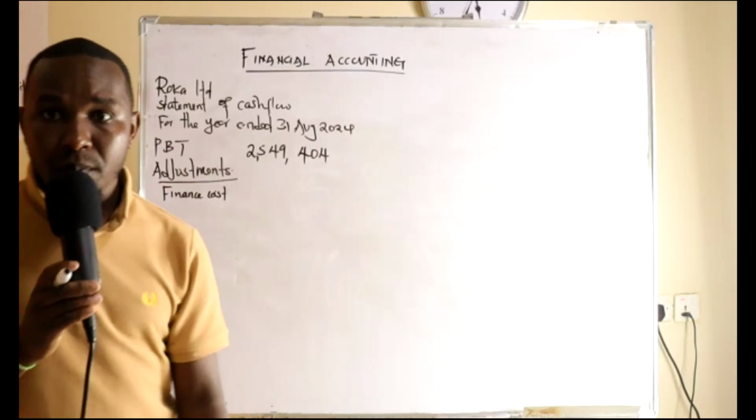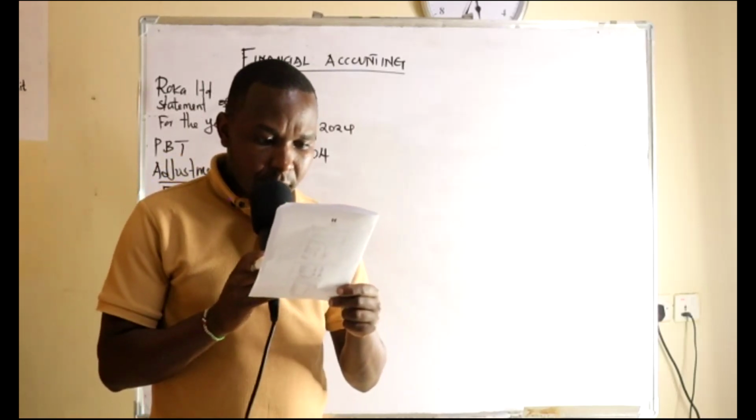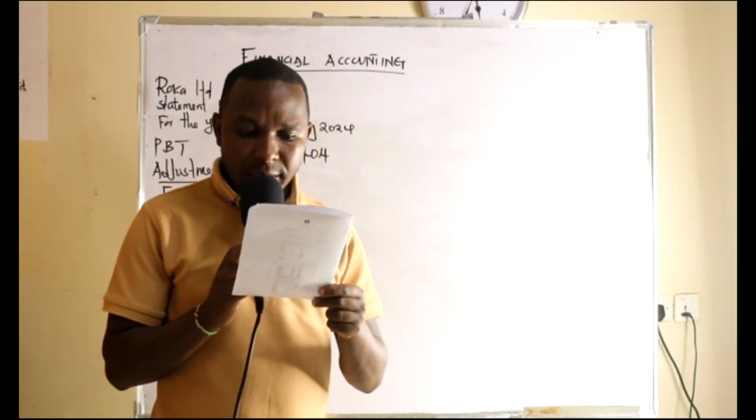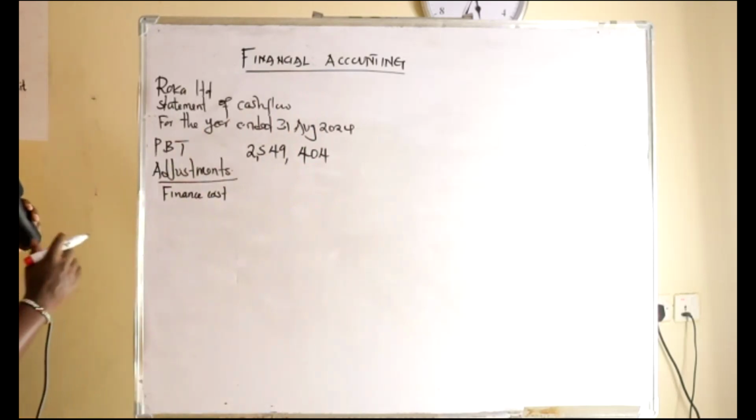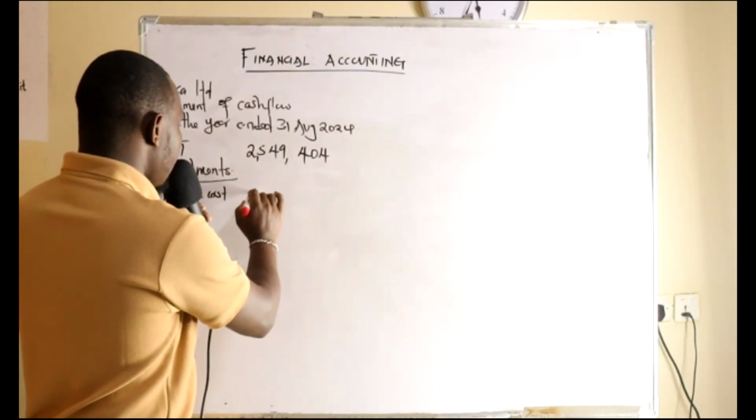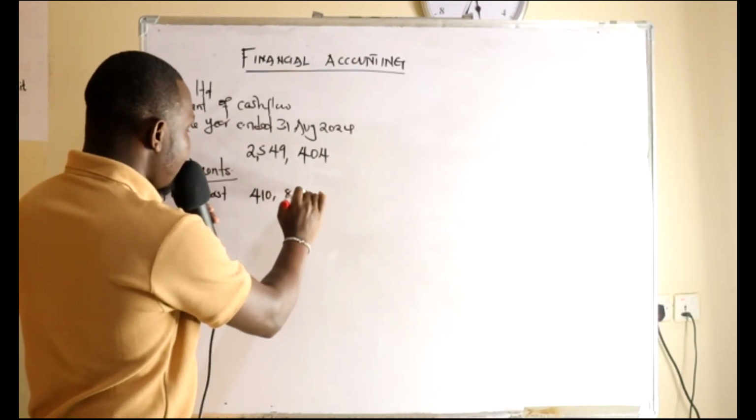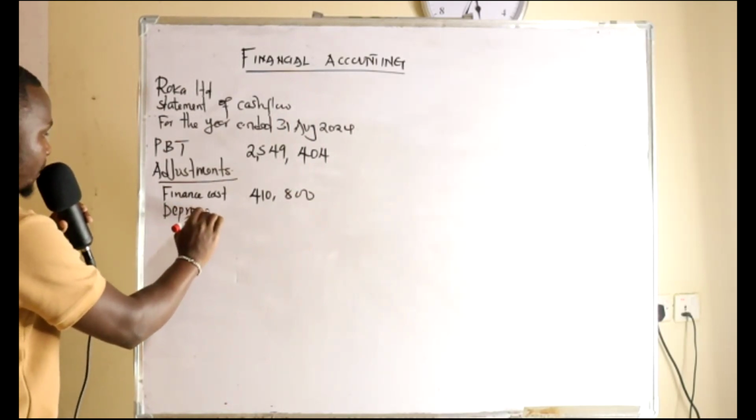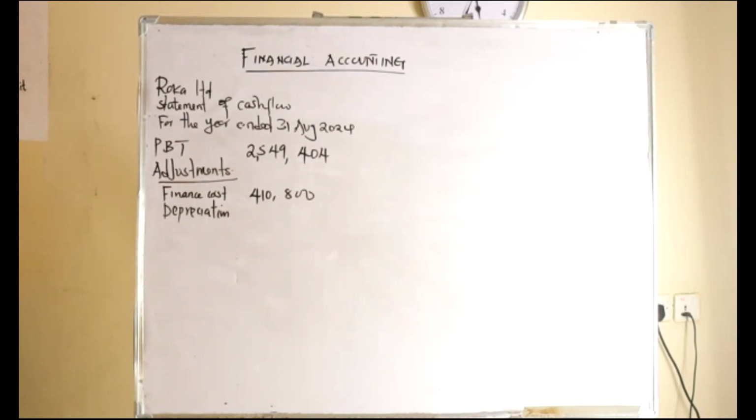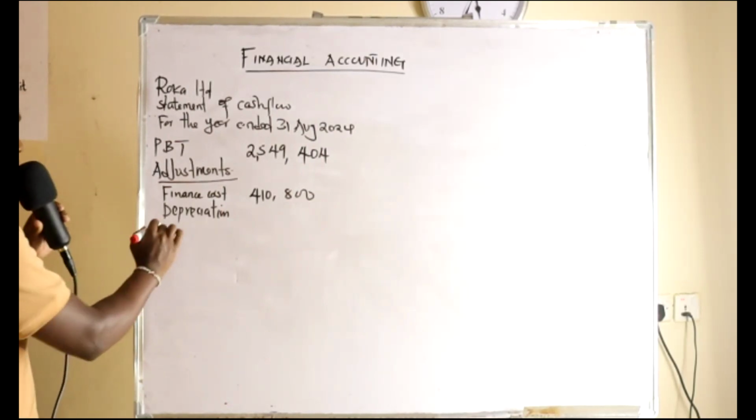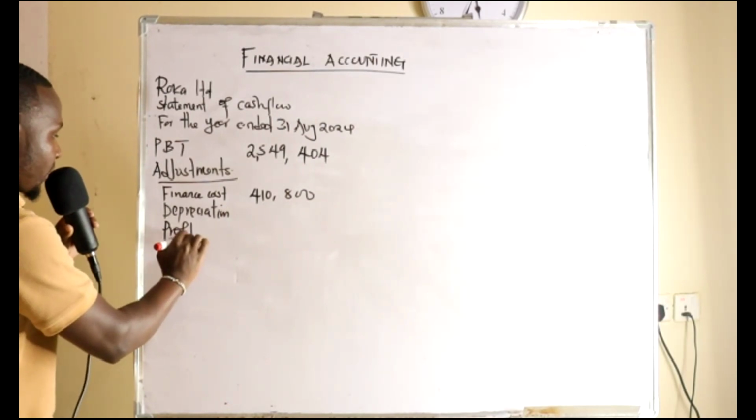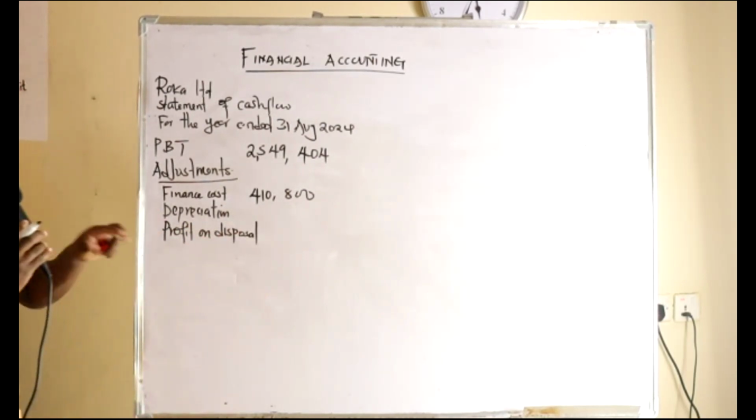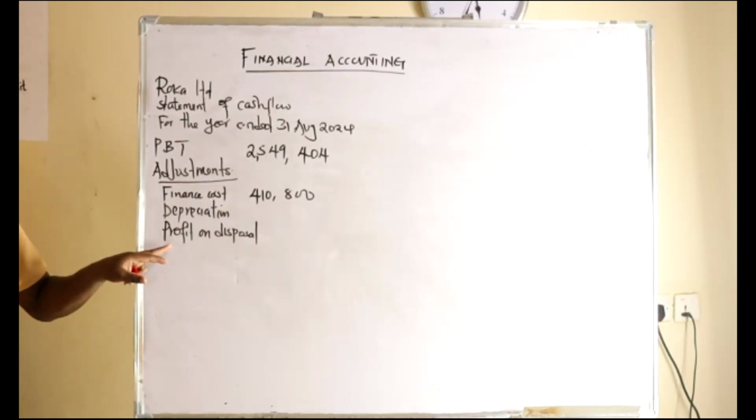So also you go to the income statement. Do we have finance cost? Yes, we have a finance cost of 410,800. So we add a finance cost of 410,800. We also add depreciation if we have depreciation. Also, the profit on disposal. Already the examiner has given us the profit on disposal.